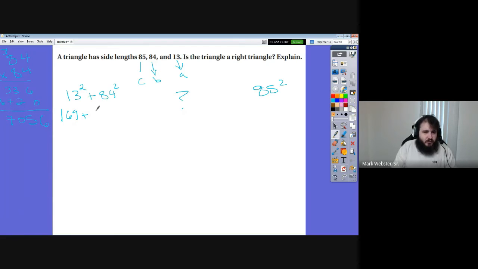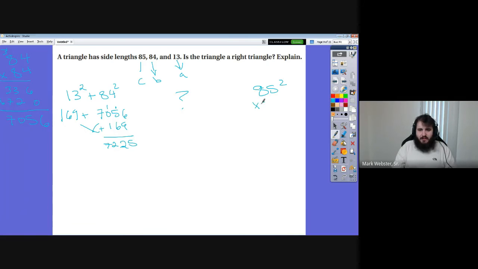70, 56. So now we're going to add these two together. We're going to get 7,225. So already that's looking good, because that ends in a 5, which means that when we square it, it'll end in a 5 too. I'm optimistic that the answer is yes, but let's find out together.